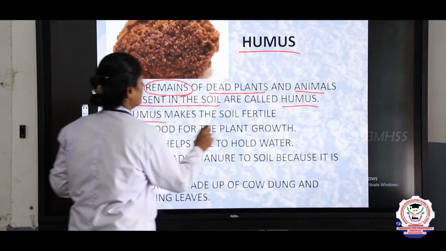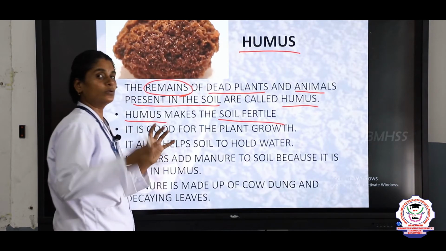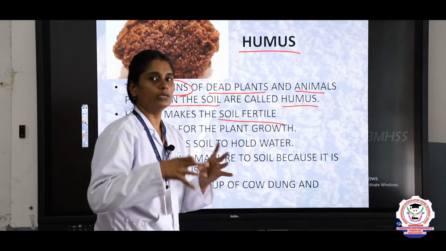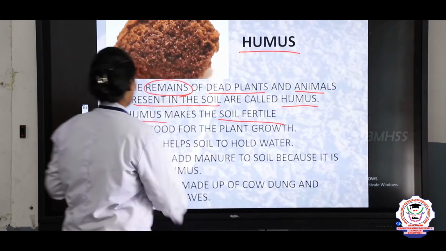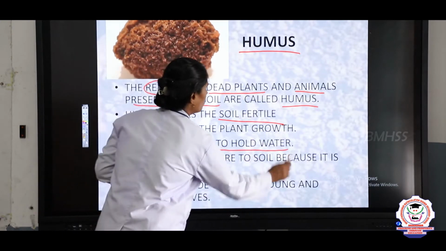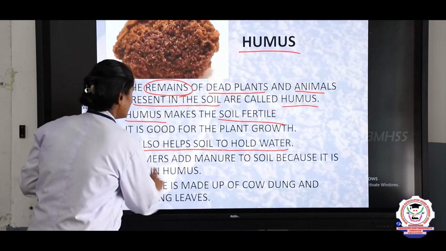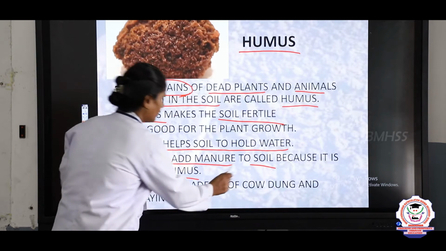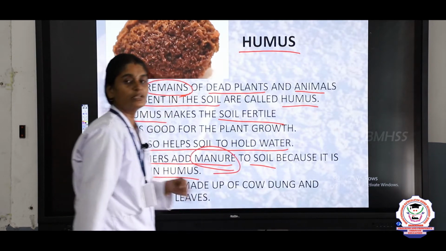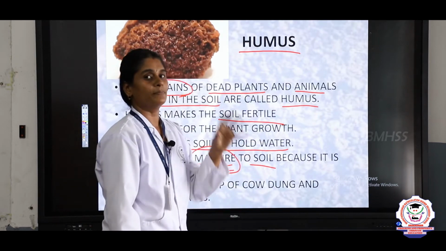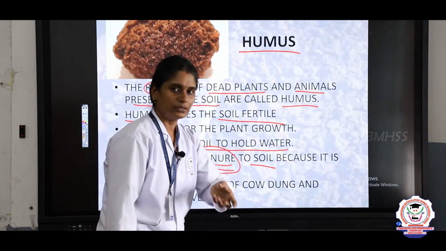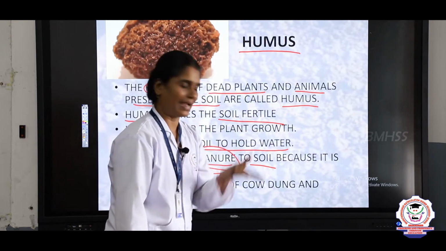Humus makes the soil fertile. The presence of humus makes the soil good for plant growth, and it also helps to hold water. Farmers add manures to the soil because it is rich in humus. Why are they adding manures? Manures are rich in humus, that is why the farmers use manures for plant growth.